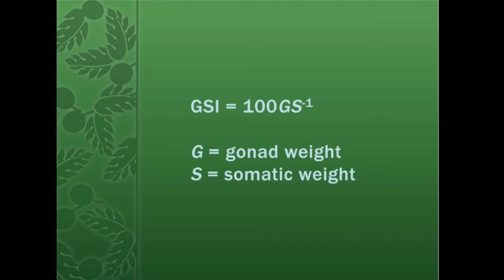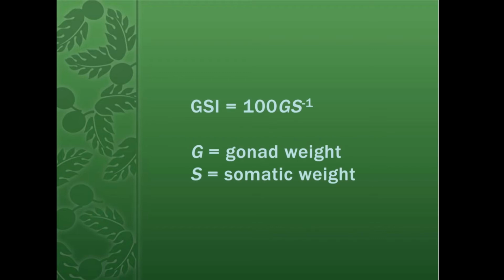It turns out that when a fish is getting ready to spawn, its gonads are getting larger relative to its body size. And we can take advantage of that phenomenon by looking at the period when gonad weight is increasing. We're going to measure that phenomenon using a gonadosomatic index, or a GSI.